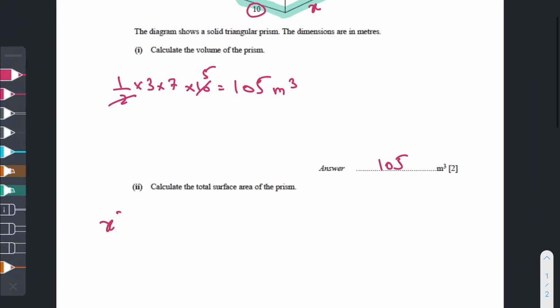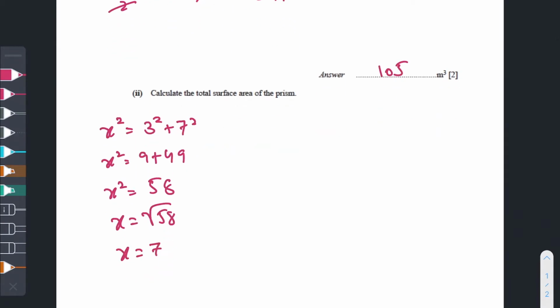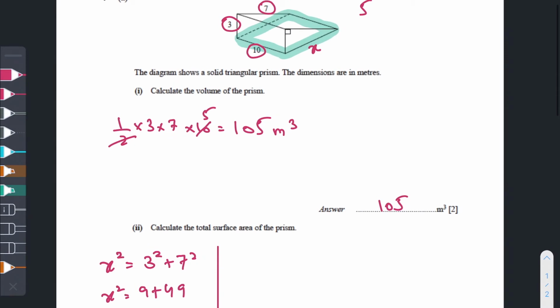We do x square equals 3 square plus 7 square. X square is equal to 9 plus 49. X square is equal to, not under root yet, 58. So x is equal to root of 58. That comes out to be 7.62. Now we have these dimensions. We need to find the areas of all individual sides, that is 5 different sides, and add them together.